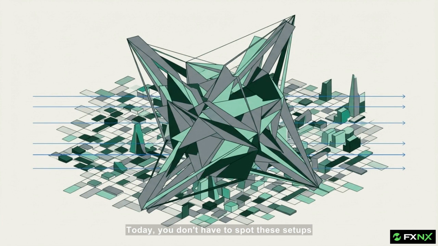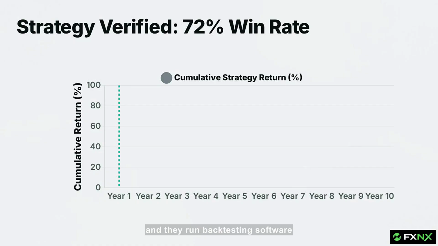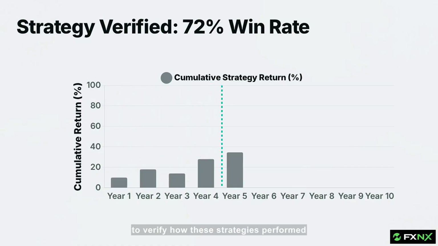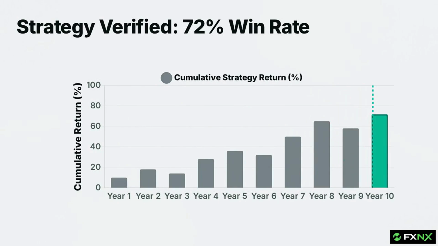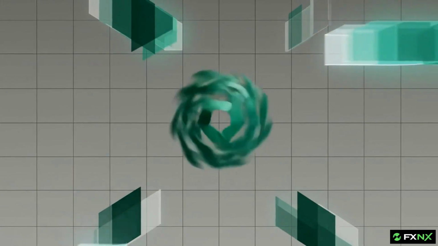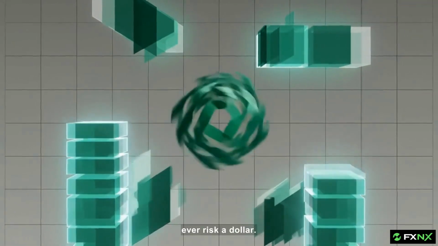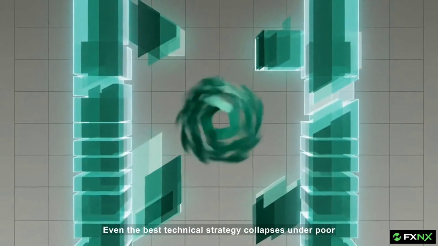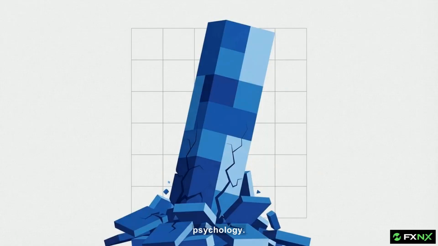Today, you don't have to spot these setups manually. Modern trading platforms use artificial intelligence to scan thousands of charts for these exact patterns, and they run backtesting software to verify how these strategies performed over years of historical data. Technical analysis and AI function as a probability engine, stacking the odds in your favor before you ever risk a dollar. Even the best technical strategy collapses under poor psychology.